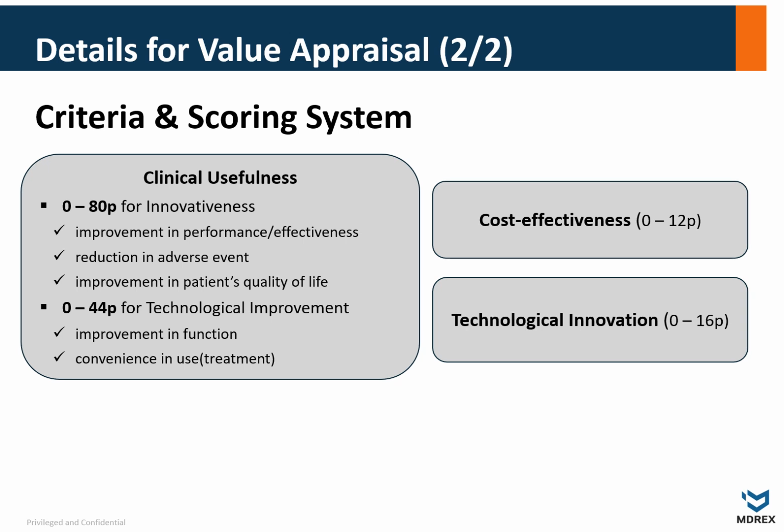For value appraisal, there is a scoring system implemented with 3 criteria. They are clinical usefulness, cost effectiveness, and technological innovation. As you can see, clinical usefulness is the most important and biggest part in the value appraisal scoring system. While cost effectiveness and technological innovation criteria have the same evaluation items for both types, and they can only get up to 16 points. Clinical usefulness has a different scoring system as well as different evaluation items for the two types.